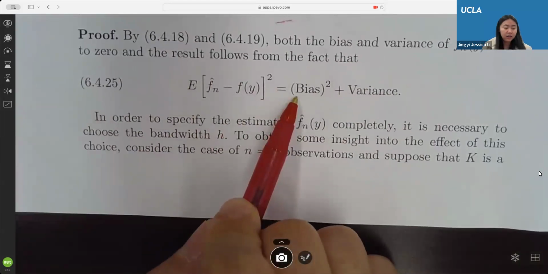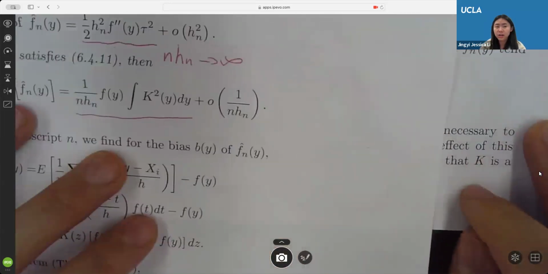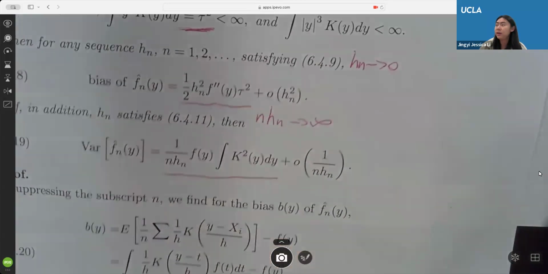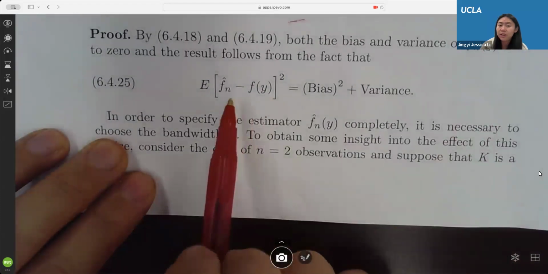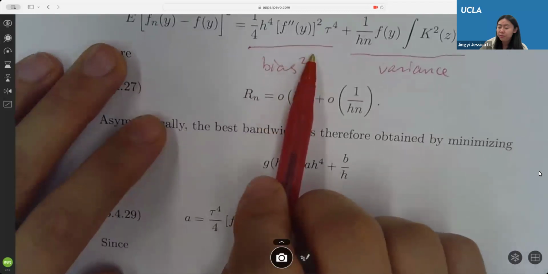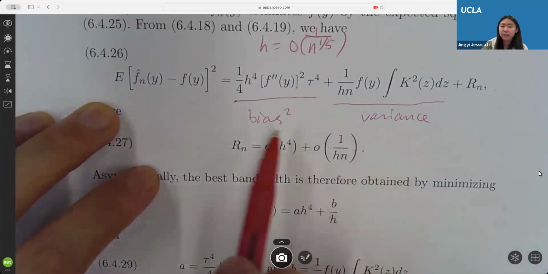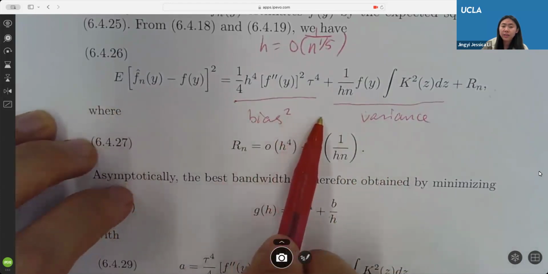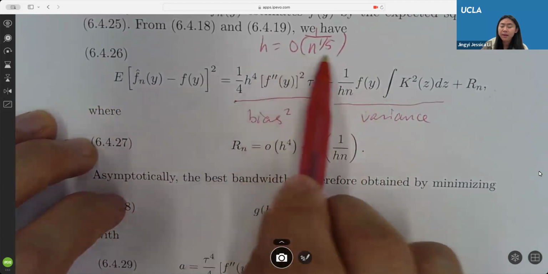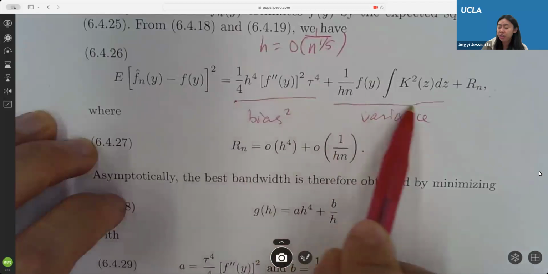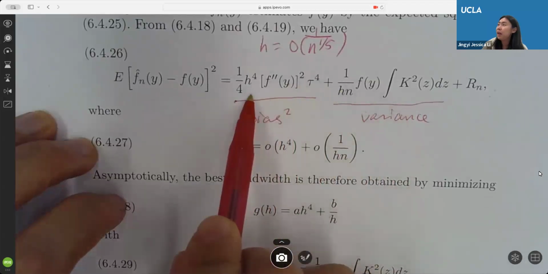And because of that, now I'm going to use this bias formula and variance formula to put them into this mean squared error. My goal is to minimize this mean squared error. It's like an L2 loss. We want to minimize that. And you can see that by putting the bias squared and variance in, this is what we get. So you want to find the h value that minimizes the two things. Essentially, you express this as an objective function to minimize in terms of h.